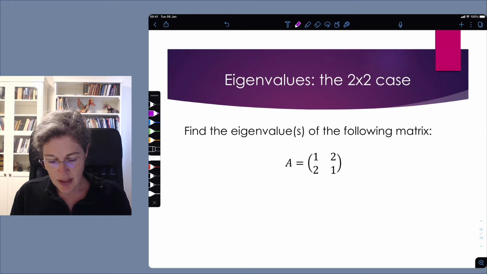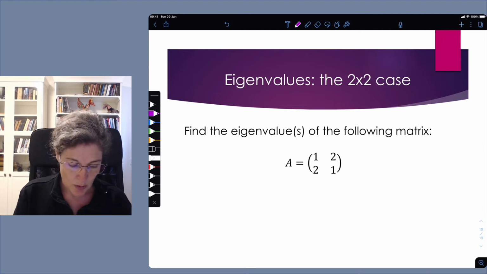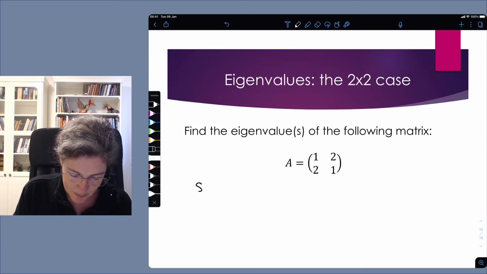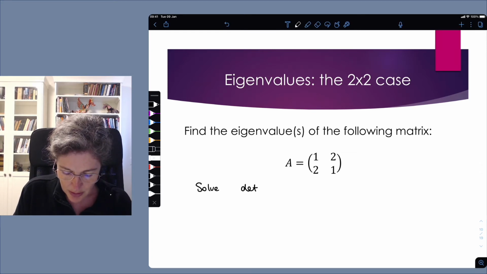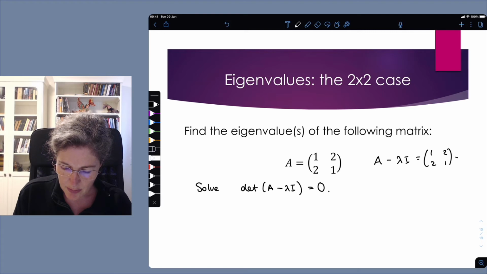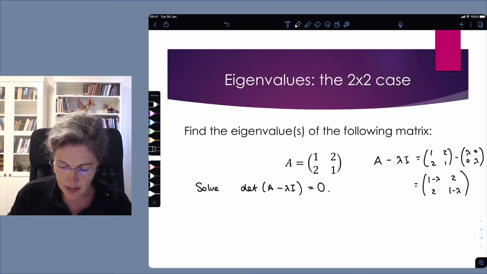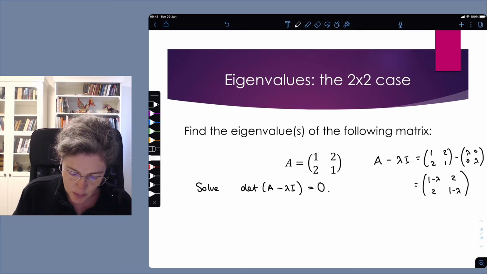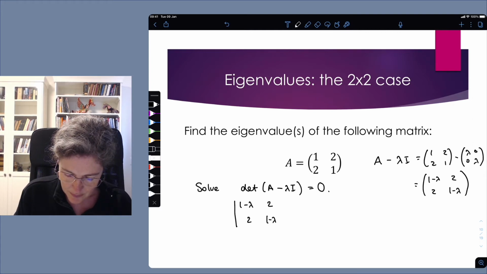So let's have a look. Here we've got just a straight 2 by 2 matrix, and we would like to find the eigenvalues. So we solve that the determinant of A minus lambda I must be equal to 0. So let's work out A minus lambda I. That's going to be 1, 2, 2, 1 minus lambda 0, 0, lambda. So that's going to give us 1 minus lambda, 2, 2, 1 minus lambda, and we want the determinant of that to be equal to 0.